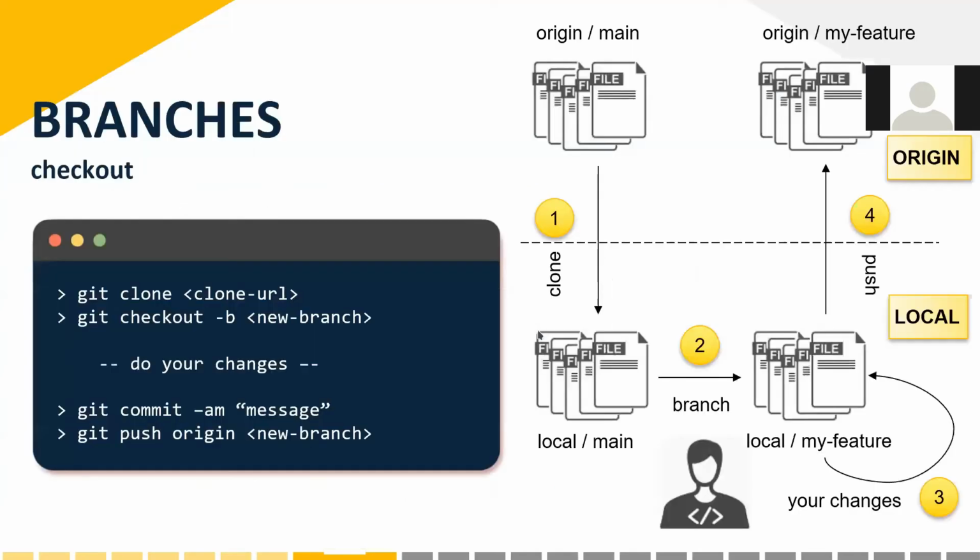Okay, usually, look at this image. What happens is now we have the origin main. Origin is GitHub and main is the main branch. And we clone it to your repository, the local main. And then we create a branch saying like my feature or something else. And then you make changes to that feature branch, and then you push it to origin my feature, not to origin main. Right?